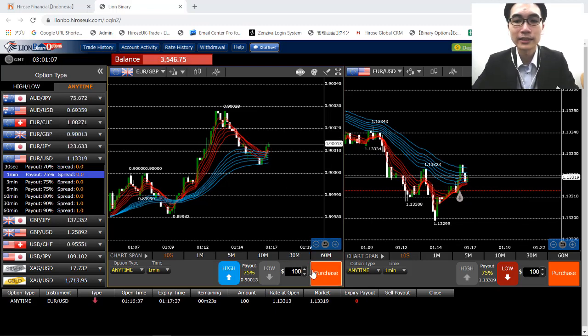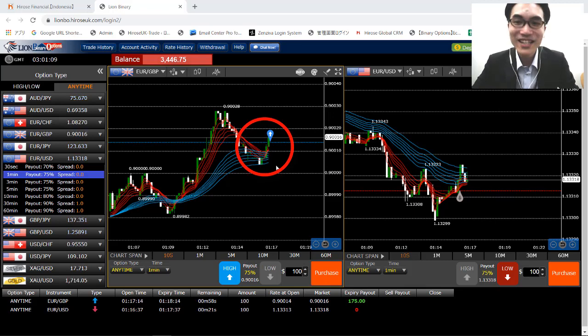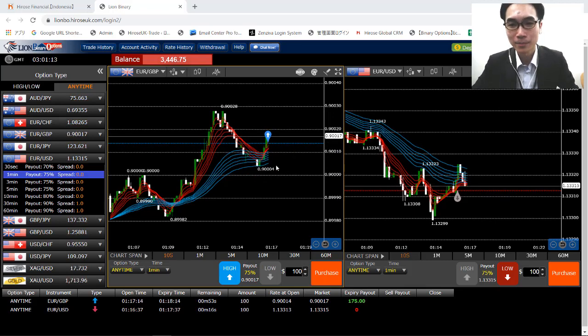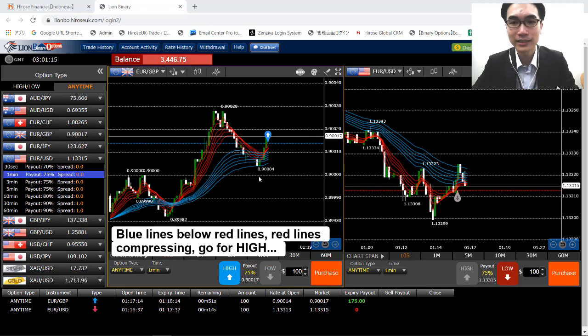On the left there, I opened a position again. It's a high. Blue lines below red lines is an uptrend. Red lines compressing, so I open a position.